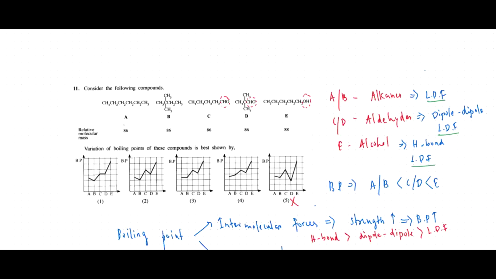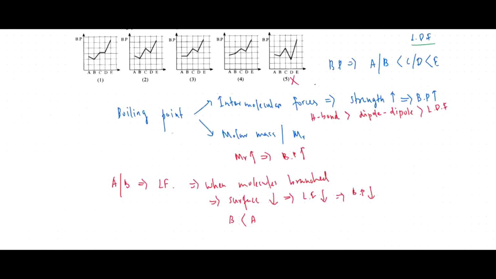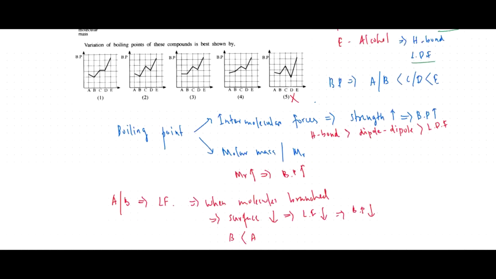So from this, you can neglect the answers. The third answer can be neglected because it shows the boiling points of A and B are equal. And also you can neglect the fourth answer. So now you have only two answers.